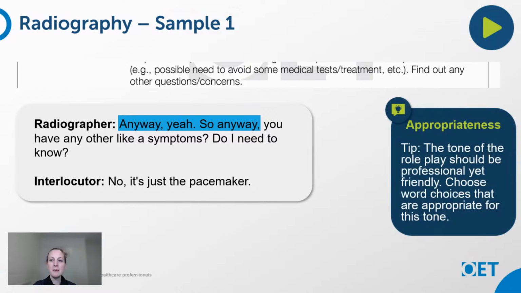So my tip here is that the tone of the role play should be professional but friendly, but not informal. So if you know you have a tendency to use informal linking words or phrases when you're speaking English every day with friends or family, this will be something that you need to work on and try to omit from your speaking test so that it doesn't impact your score for appropriateness of language.